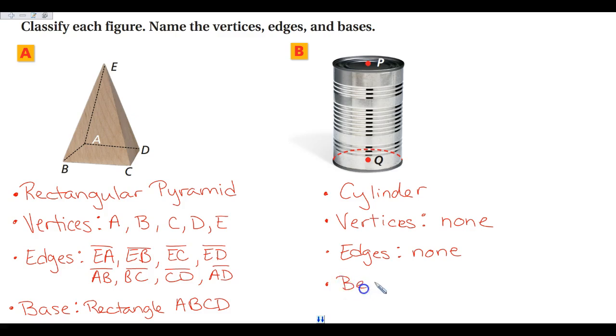Okay, then I look at my bases. The shape of my base is a circle. So circle P is one base, and circle Q is the other. All right, so again, we're classifying, naming vertices, edges, and bases.